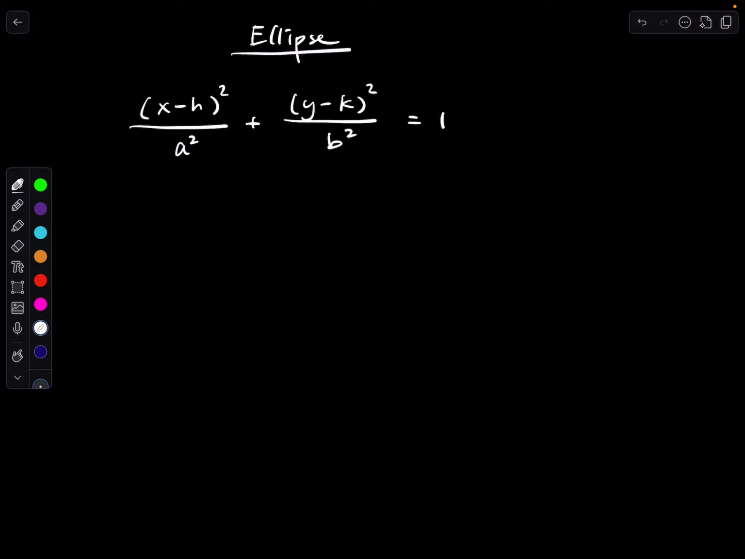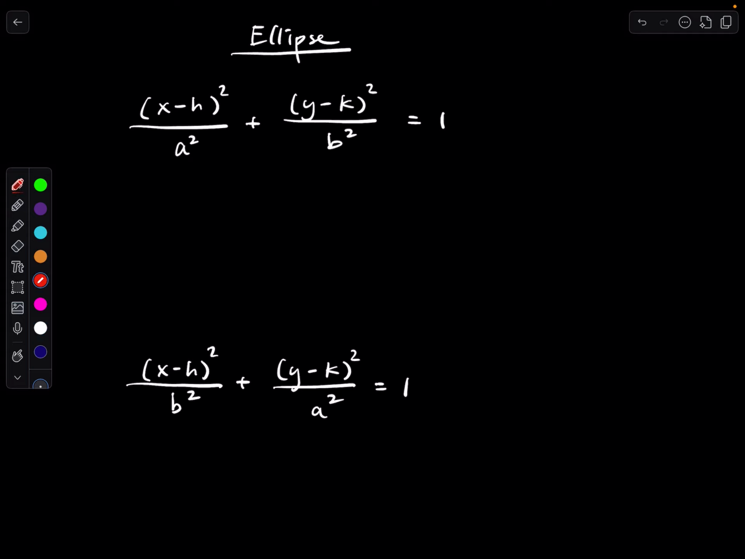The next one I want to talk about is going to be an ellipse. So for an ellipse, the equation is (x minus h) squared over a squared plus (y minus k) squared over b squared equals 1. There's another form that is (x minus h) squared over b squared plus (y minus k) squared over a squared equals 1. There's a plus in the middle, so it doesn't really matter which one comes first.